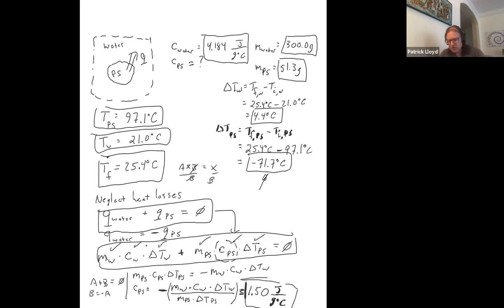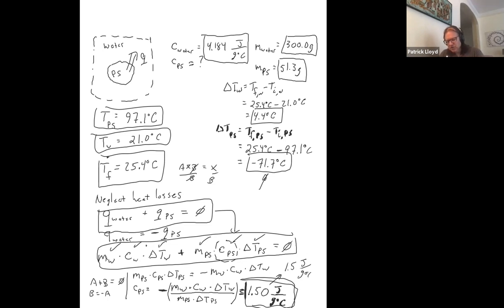Reasonable answer. Specific heats tend to be, water's pretty high at 4. There was a problem yesterday we looked at where the table showed that lithium was like 5. I didn't think there was anything that high, and I still find that odd. But 1.5 seems like a reasonable answer. Okay, 2 significant digits. I'm sorry, it said to round it to 2, so that's 1.5.